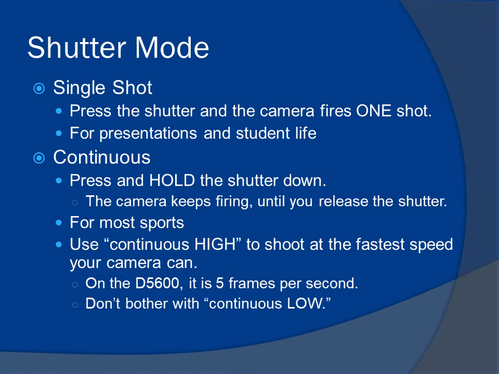Shutter. Single shot. You press the shutter and the camera fires one shot. Good for presentations and student life where you only want one shot. Continuous. You press and hold the shutter down. The camera keeps firing until you release the shutter. This is for most sports. Use continuous high to shoot at the fastest speed your camera can. On the D5600, it is about 5 frames per second. Don't bother with continuous low.